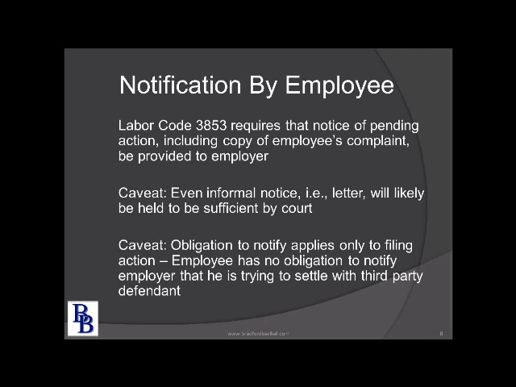There's a caveat there, as you can see from the screen. Although the statute says the employee has got to provide a copy of the complaint, it's been interpreted, as so many Labor Code sections have been, and the interpretation is that almost any informal notice, a letter to the employer, is good enough. So once again, your employer has to be looking for this, and they've got to be notifying you about it when it happens.